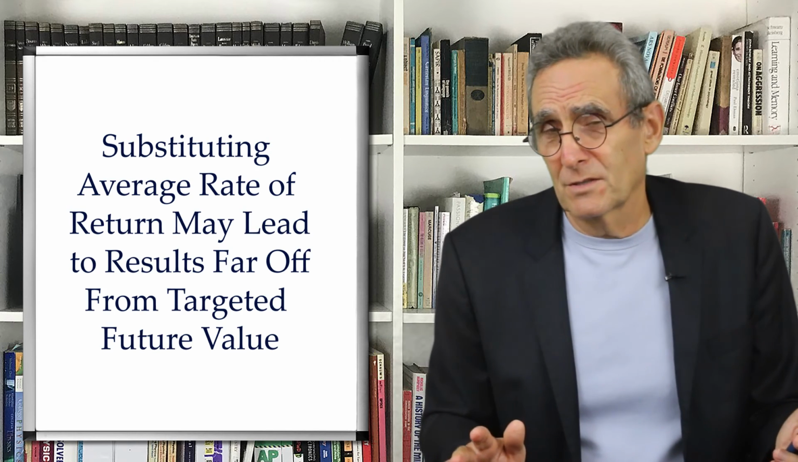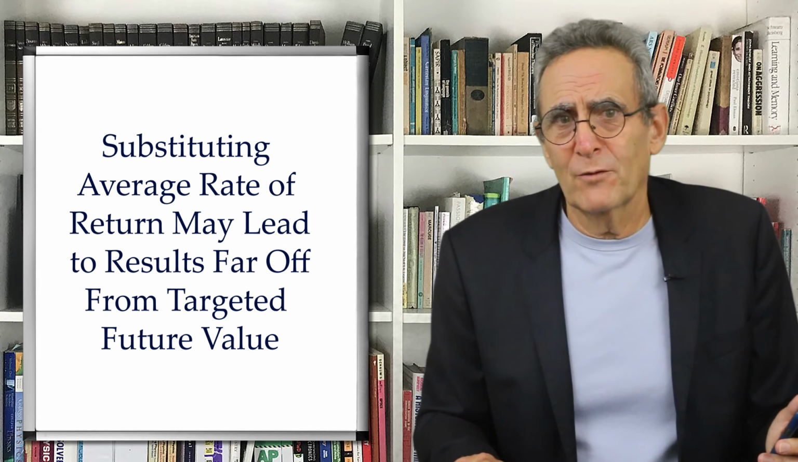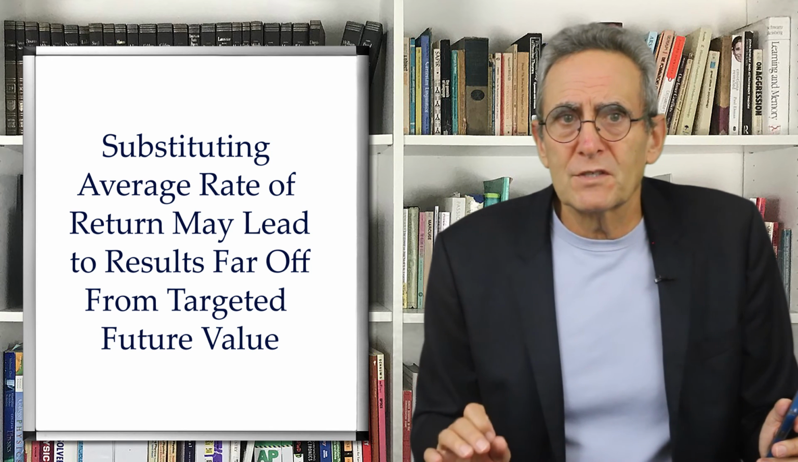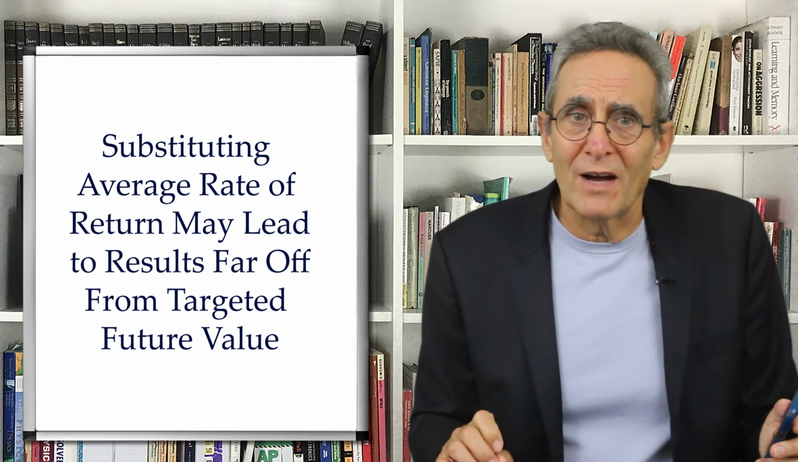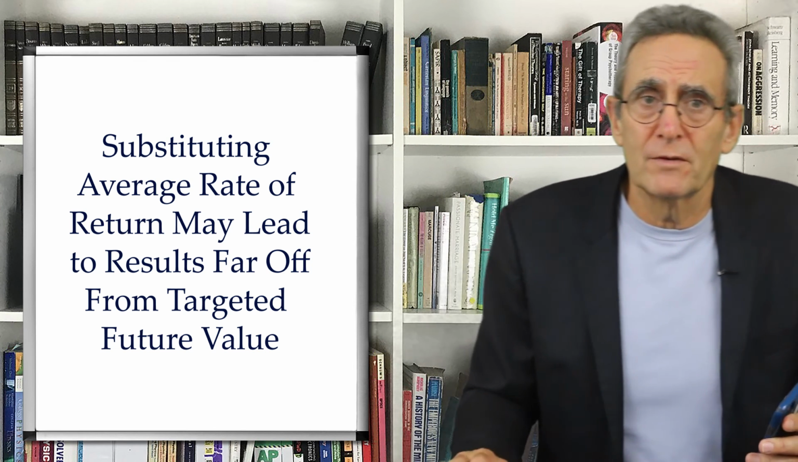The takeaway caveat here is that almost all time value formulas assume equal rates of return over equal compounding periods. If you substitute an average rate of return for a rate of return that is highly volatile, you may be off, and painfully off, in achieving the targeted future value.